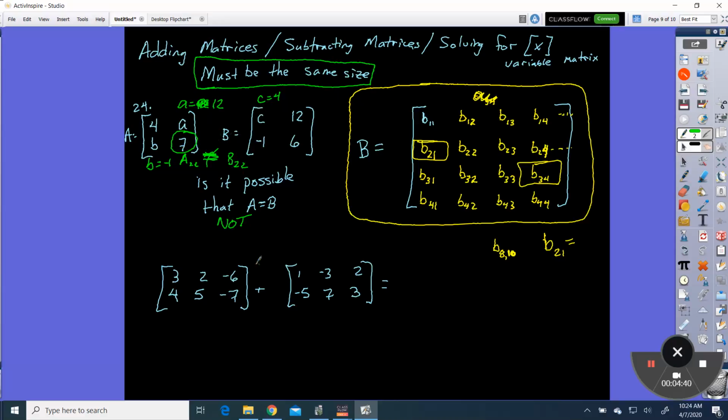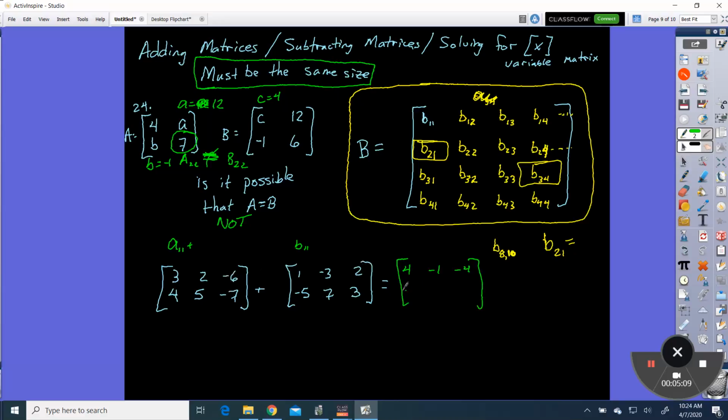Now on the bottom, when we add matrices, we add the first row and column spot to the second one. So say this is B. I add the ones that have the same column and row together. So A11 and B11 get added together. So 3 plus 1 is 4. 2 plus negative 3 is negative 1. Negative 6 plus 2 is negative 4.